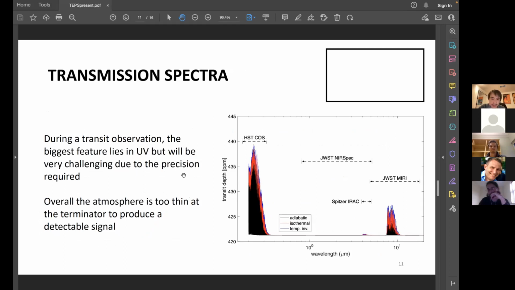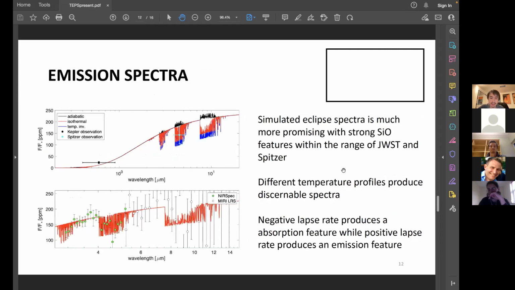So with all our results, we can actually simulate observables. Here I'm showing the simulated transmission spectra. You see that the biggest feature lies in the UV, but the precision required is still too great for any current instruments to measure. Overall, our modeled atmosphere is too thin, especially at the terminator, to produce a detectable signal. The emission spectra, however, is a lot more promising, and it shows strong SiO features within the range of James Webb and Spitzer.